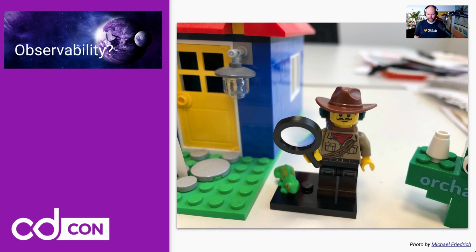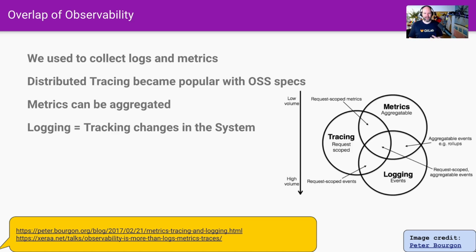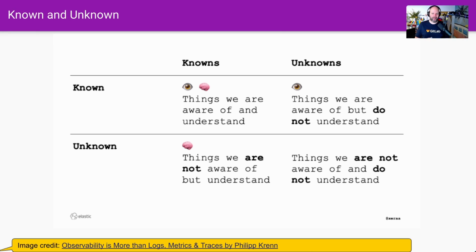Now, thinking about observability, with all these platforms and tools and problems, over the past years we've seen an overlap of observability. We used to collect lots of logs and metrics. Distributed tracing became popular with open source specifications. We know that metrics can be aggregated, and we can see that logging is just tracking the changes in the system. Now, where does tracing fit in? Before we dive in, observability also is about the knowns and the unknowns, so things we are aware of and understand.